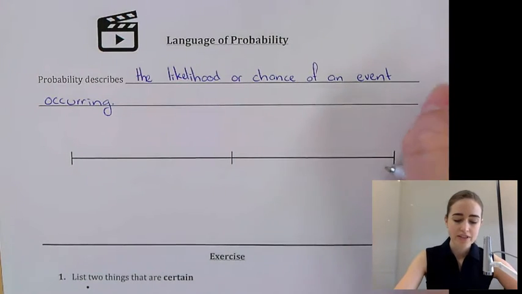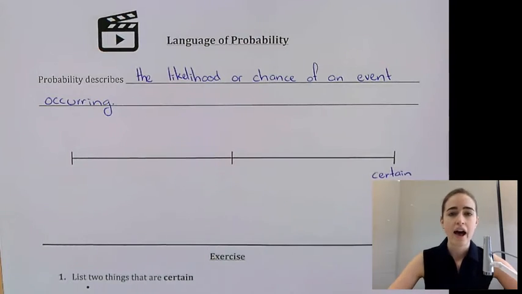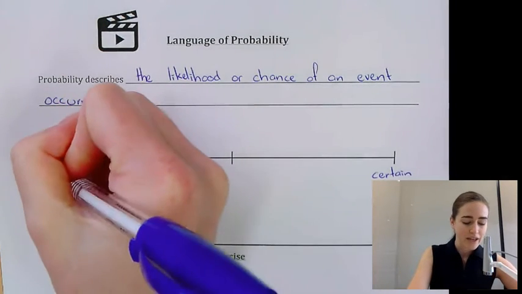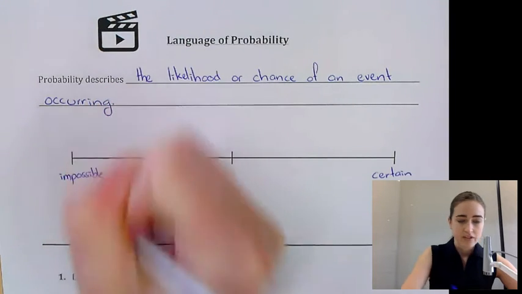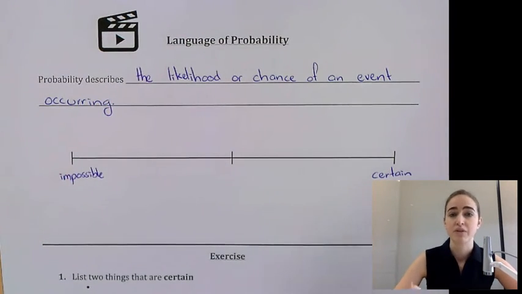All the way up one end of the scale is an event that is certain. So that's absolutely, definitely going to happen. At the other end of the scale from there is impossible. So that's an event that cannot happen, will not, definitely will not happen.